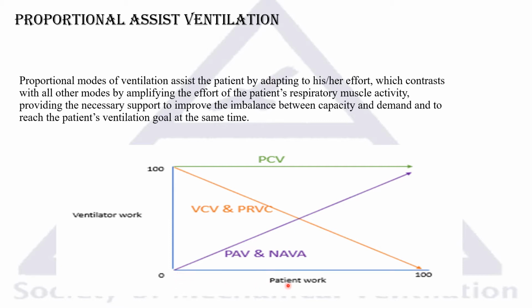So when the patient starts having more effort, the ventilator gives them more pressure or more work. The work of the ventilator is proportional to the work of the patient. And that helps a lot, mostly with synchrony and to avoid muscle fatigue.